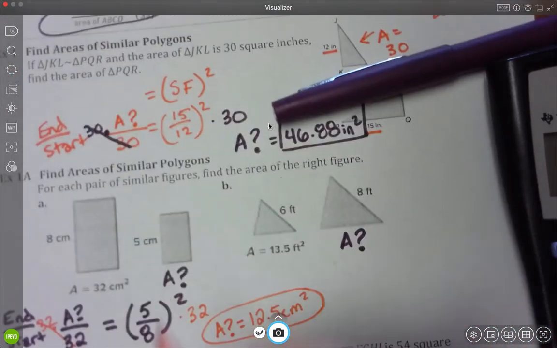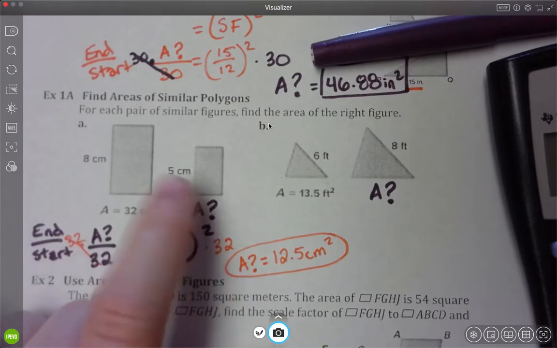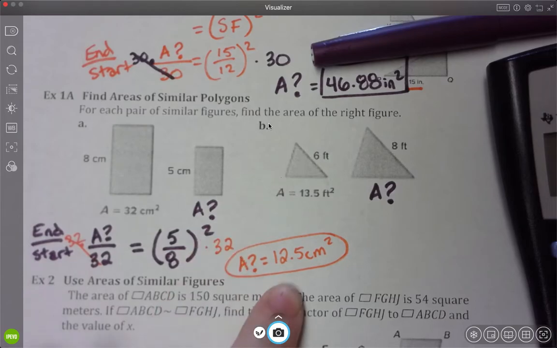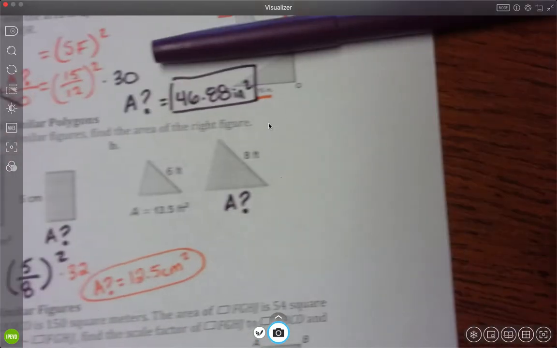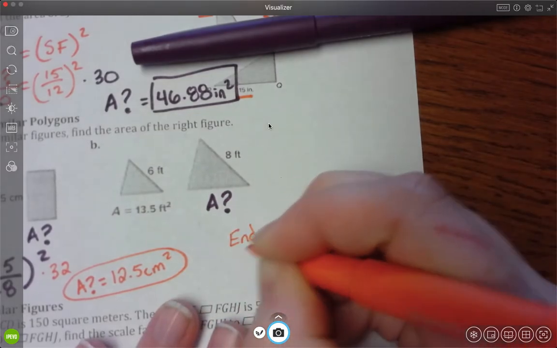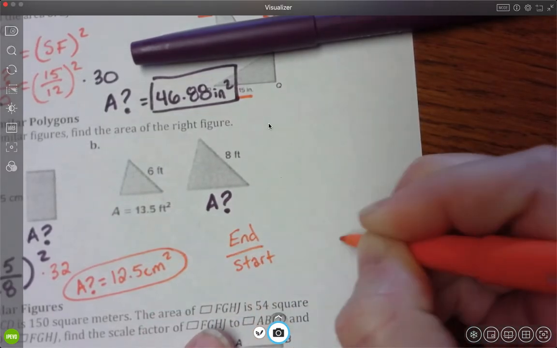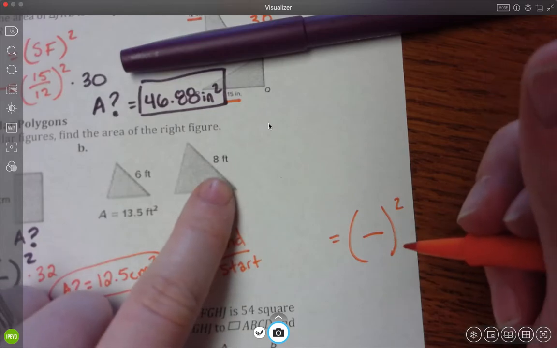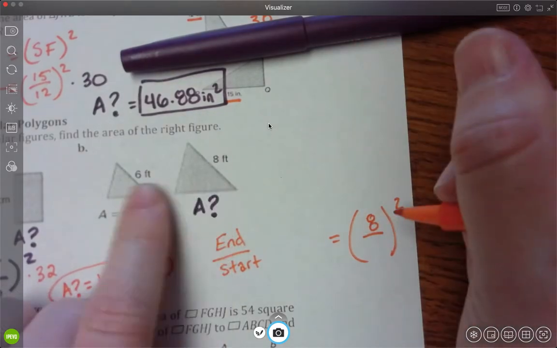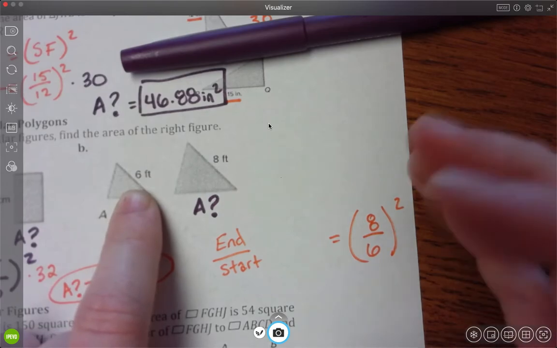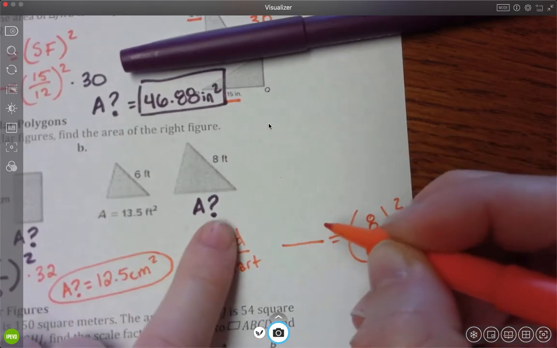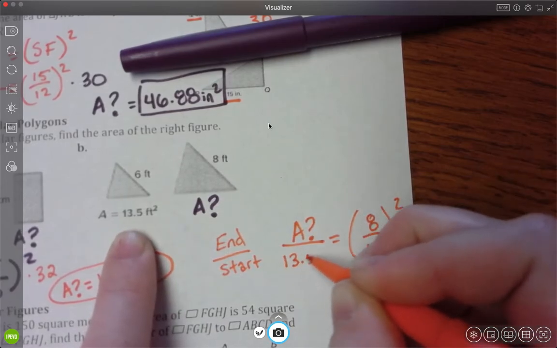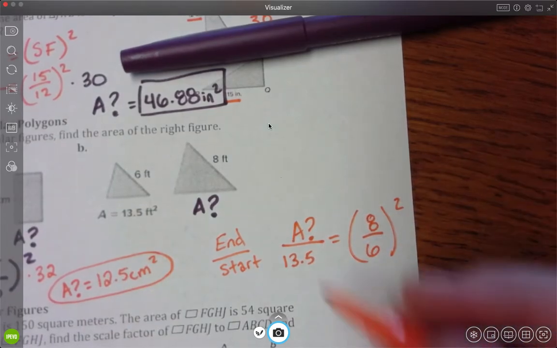If we look at that and see if it seems reasonable, this one is smaller than the one before. So 32 should become a smaller area, 12.5. Okay, next one here, we want end over start again. And then my scale factor is over here. We're going to square him. My sides, or my scale factor here, is going to be 8 for my ending. Starting is 6. You can reduce that if you want to, but it doesn't really matter. Ending area over here is what we don't know, and starting area was 13.5. End over start equals end over start. So again, we're going to multiply by 13.5.